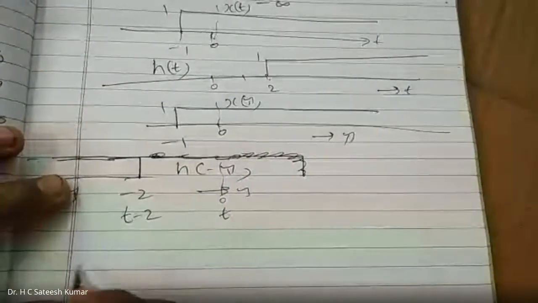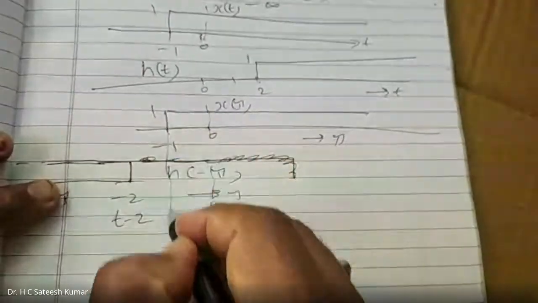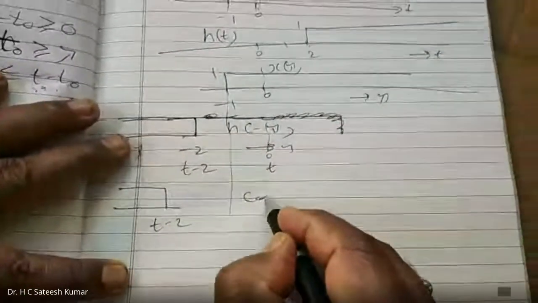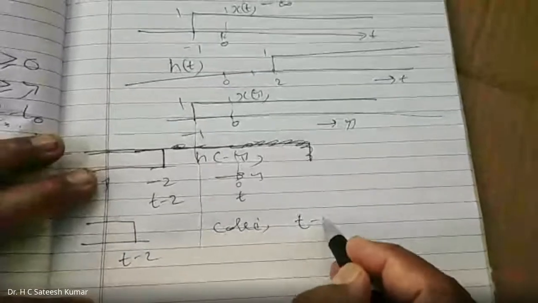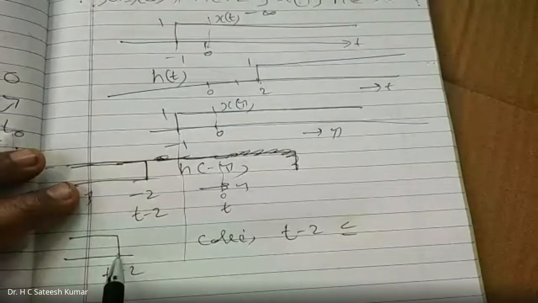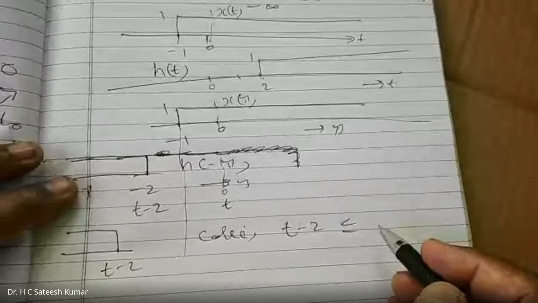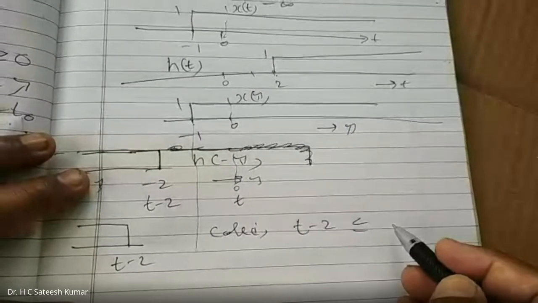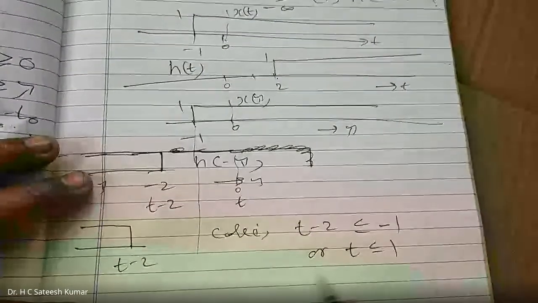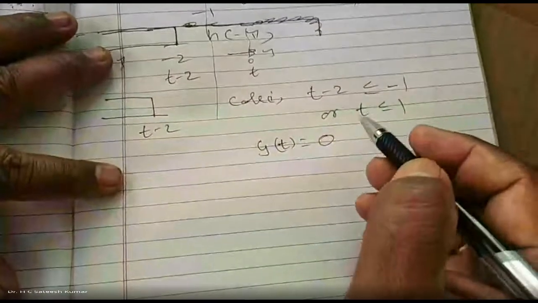Case number 1, as long as this edge is before minus 1. So case 1: the right edge of the second signal is before the left edge of the first signal. T minus 2 is less than or equal to minus 1, or t is less than or equal to 1. Then y of t is equal to 0.